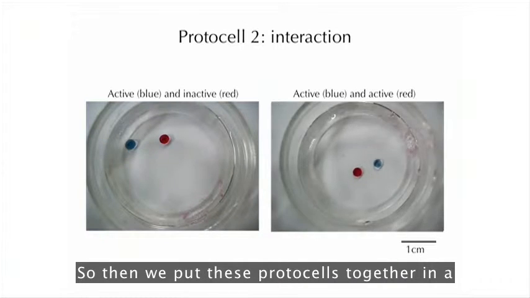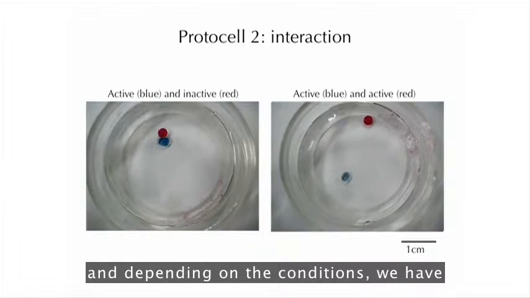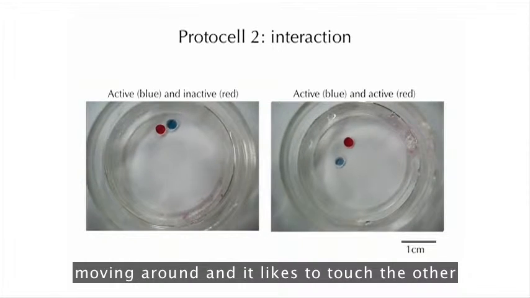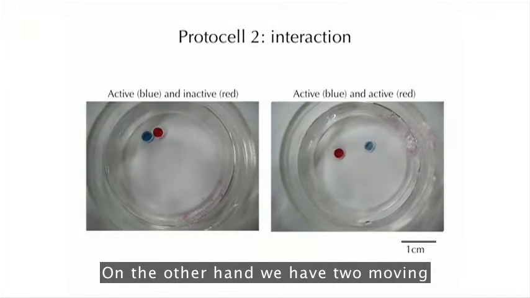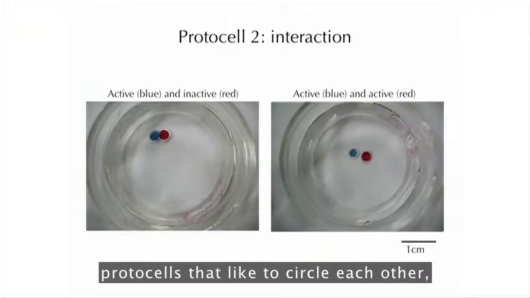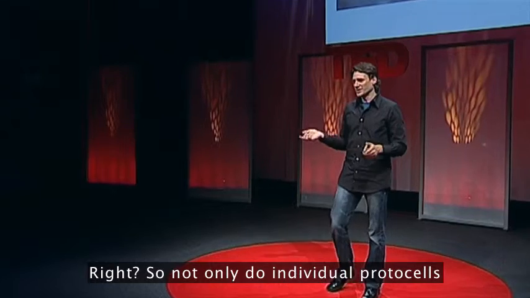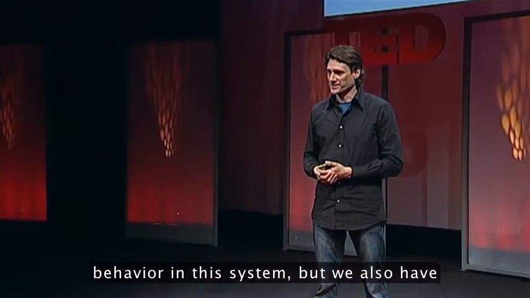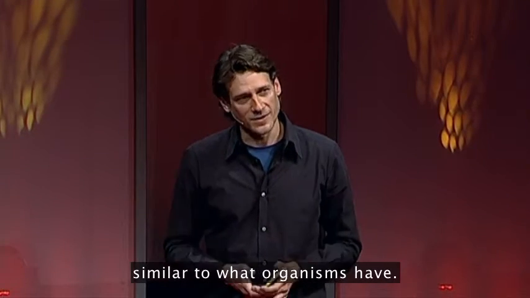So then we put these protocells together in a single experiment to see what they would do. Depending on the conditions, we have some protocells on the left that are moving around, and they like to touch the other structures in their environment. On the other hand, we have 2 moving protocells that like to circle each other, and they form a kind of complex dance with each other, right? So not only do individual protocells have behavior, what we interpret as behavior in this system, but we also have basically population-level behavior similar to what organisms have.